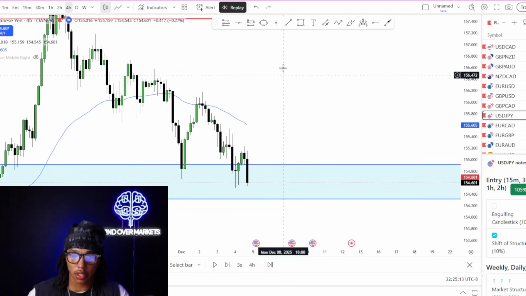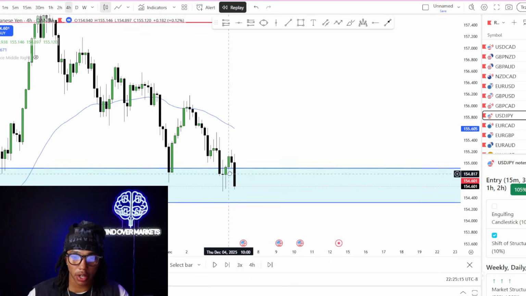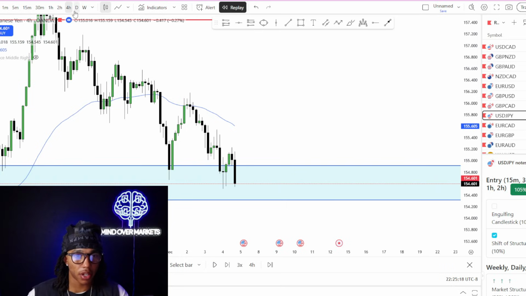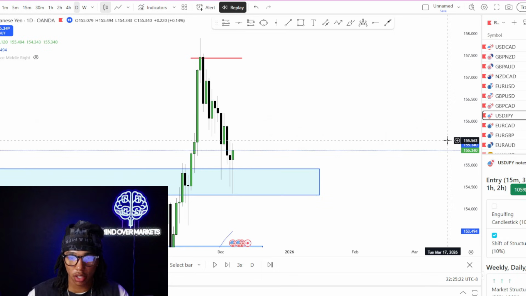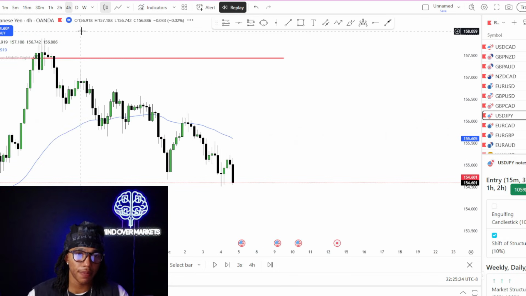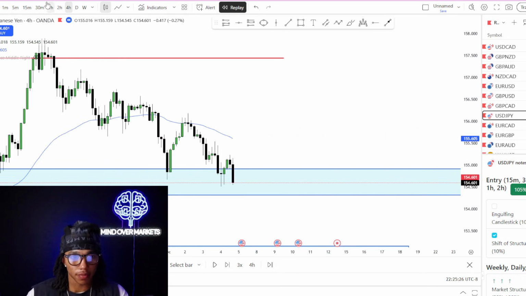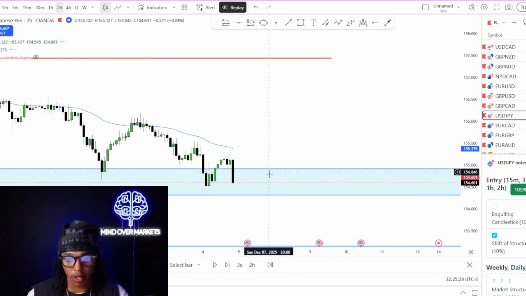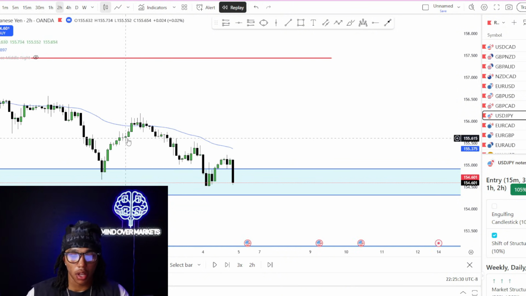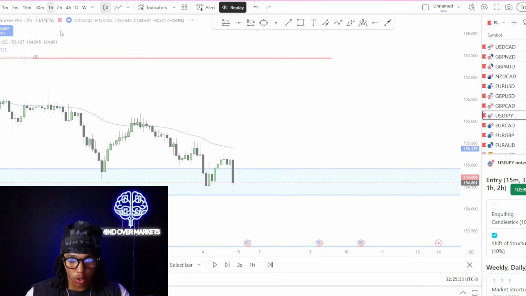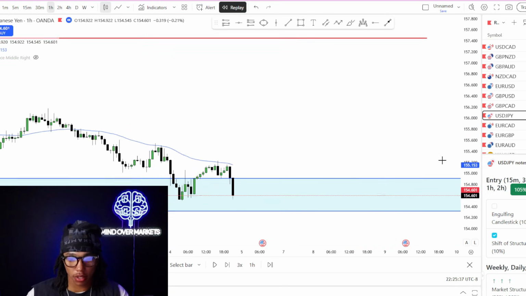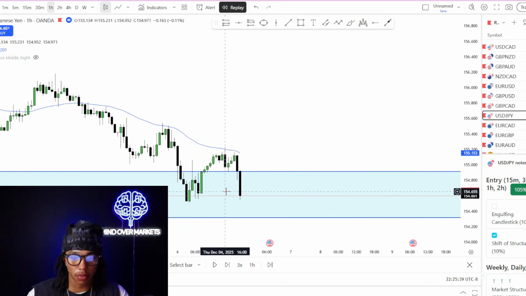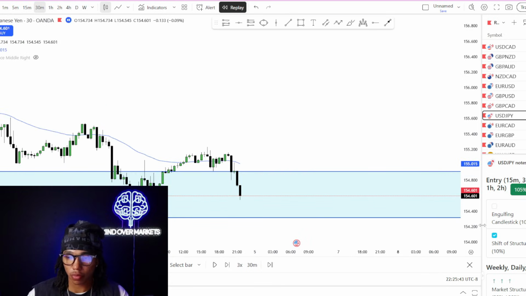As you guys see, we got some rejections from this area. So candlestick rejection right here, candlestick rejection right there. A lot of candlestick rejection on the daily. This looks like a perfect, beautiful trade. And if we drop down to the lower time frames, also looks good. But we are bearish on the 2 hour and the 1 hour, and then the 30-minute as well.